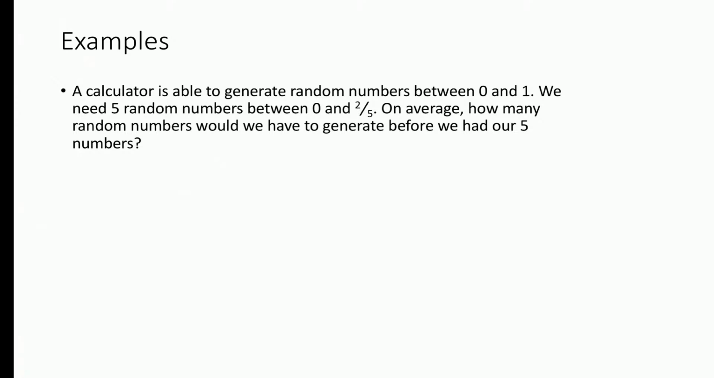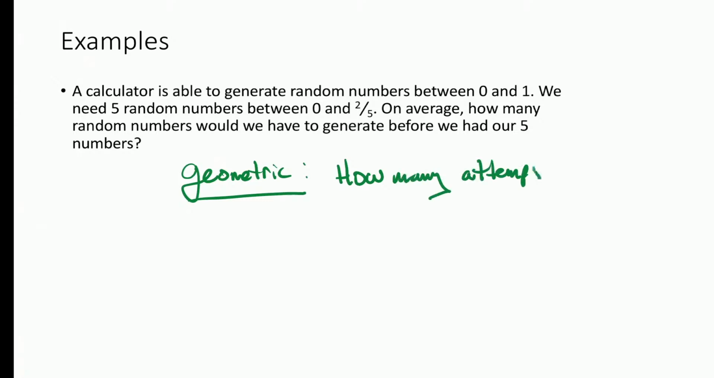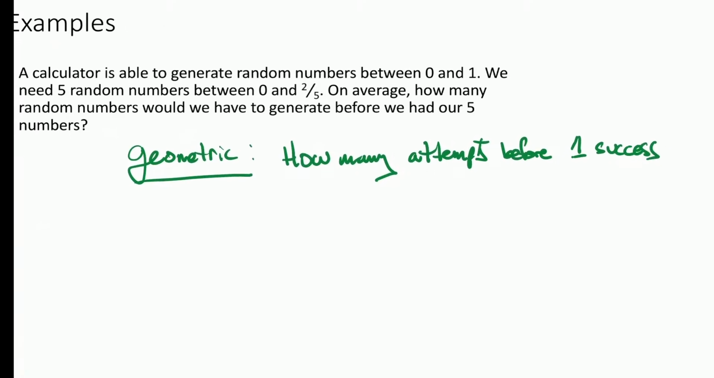We have a name for these things. This is a negative binomial random variable. Negative binomial, let me remind you what these are. So geometric, just to remind you, so I'll just do geometric and negative binomial. Geometric is how many attempts before one success. So just a quick reminder, I know you probably remember, but just in case.